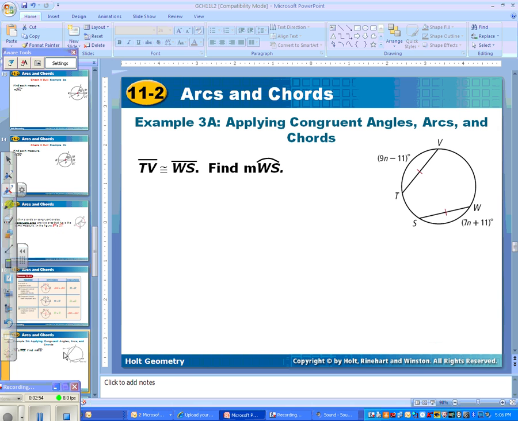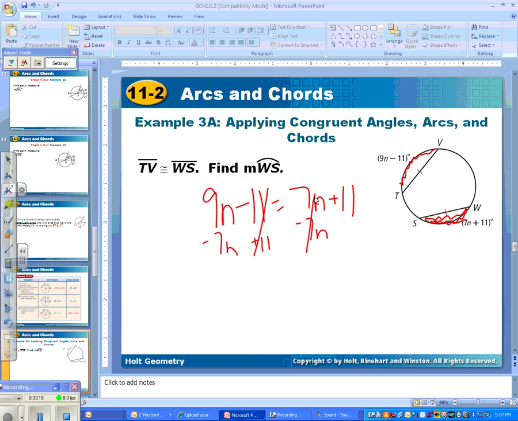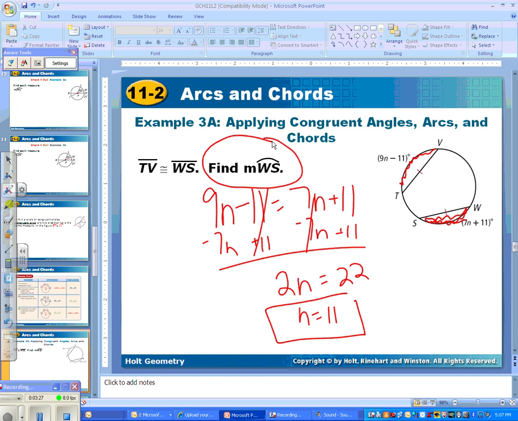Okay, so these are going to be interesting and easy for some people to solve. Notice we have congruent chords, so that means the arcs cut off by those chords are going to be congruent to each other. So all you have to do is say 9n minus 11 equals 7n plus 11, and solve from there. So subtract the 7n, add an 11, and we get 2n equals 22. We solve and we get n equals 11, and some people are going to stop there, but not you, because it says find the measure of arc WS. So all we have to do is plug it back into WS. 7 times 11 plus 11, and we get 88 degrees as our final answer.